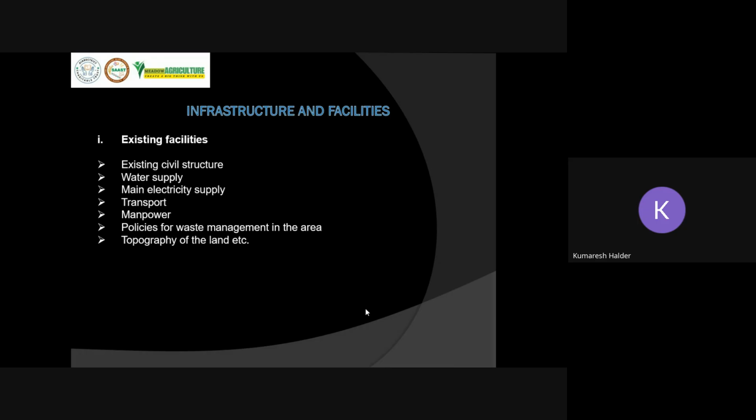Then, in a project, people always ask what kind of infrastructure and facilities are available. The existing facilities you need to disclose. We have existing civil structure, water supply, main electricity supply, transport, manpower. What are the policies of waste management in that local area? It may be municipality or panchayat. Then the topography of the land, whether it is earthquake prone or not, what kind of landscape is there. So everything you need to disclose.